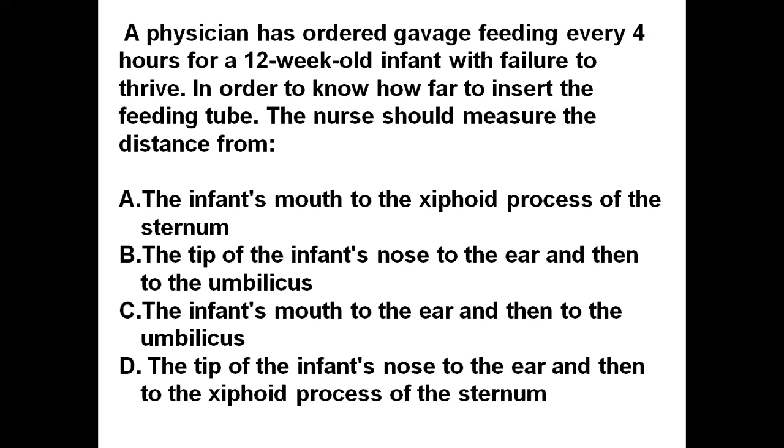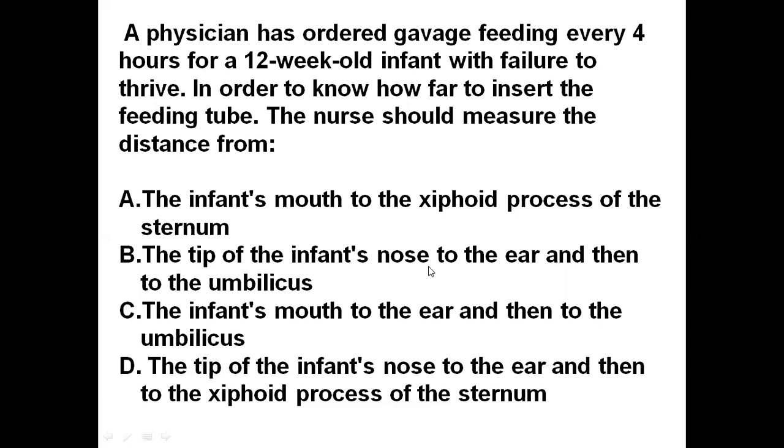Okay. So here are the options. The infant's mouth to the xiphoid process of the sternum; the tip of the infant's nose to the ear and then to the umbilicus; the infant's mouth to the ear and then to the umbilicus. Read carefully, because every option just takes away some of the points. The last option: the tip of the infant's nose to the ear and then the xiphoid process of the sternum.